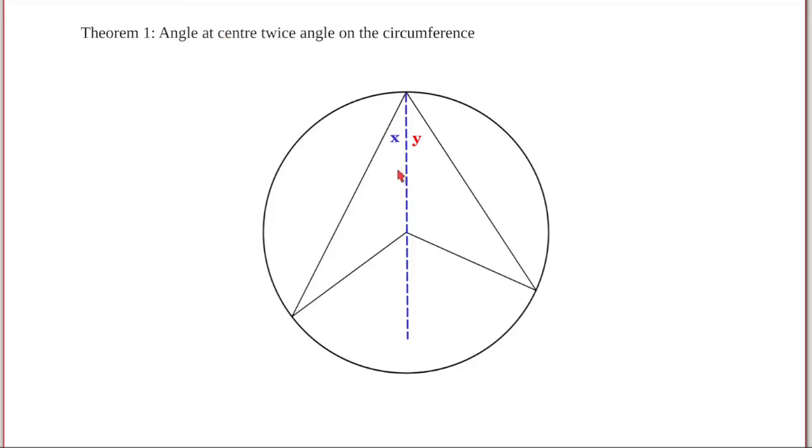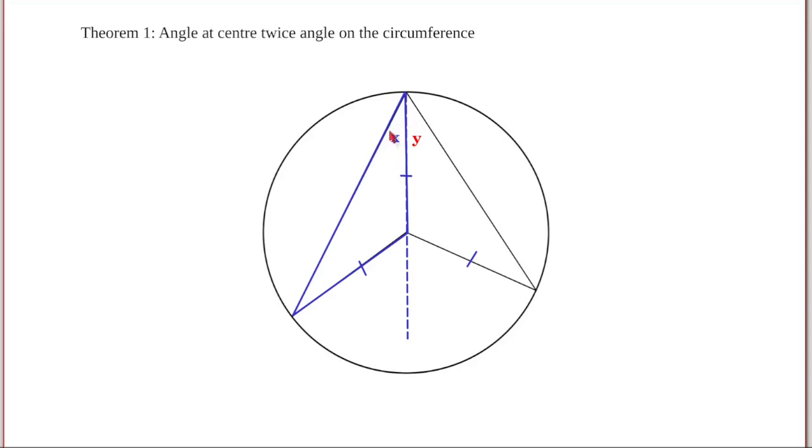This side is a radius, so it's going to be equal to this radius, and this is equal to that radius. Now, if this is X, this triangle here, let me try to highlight it in blue. This triangle here, the triangle I've just highlighted, is an isosceles triangle.